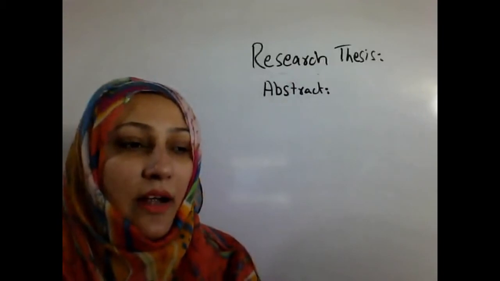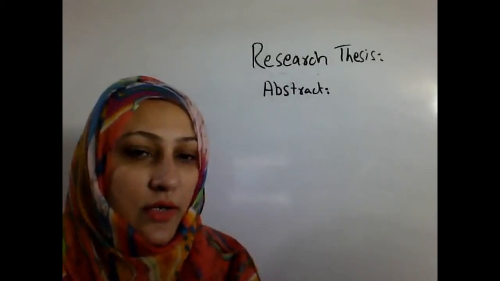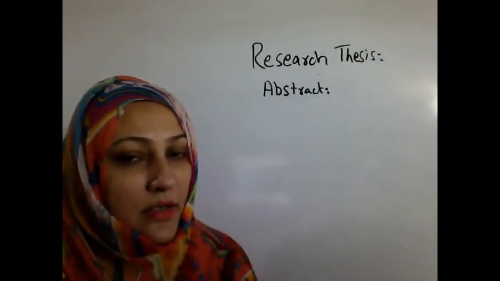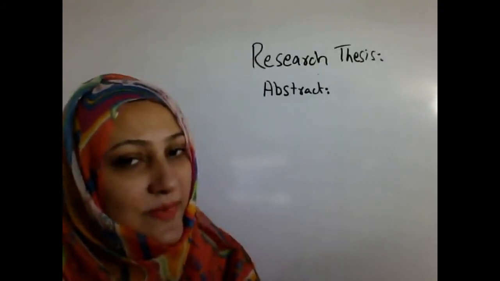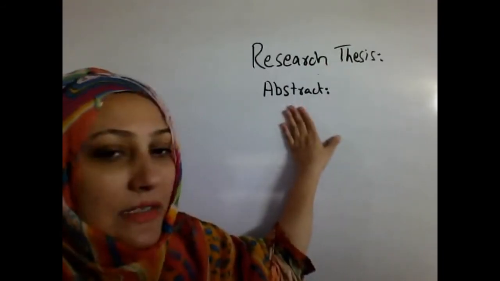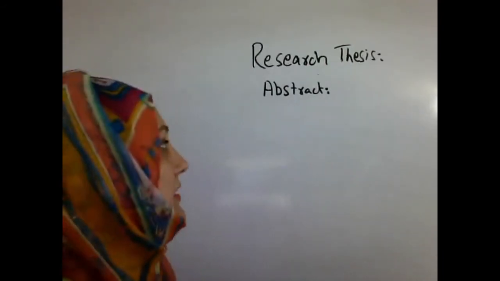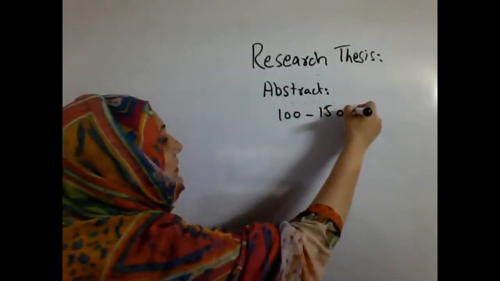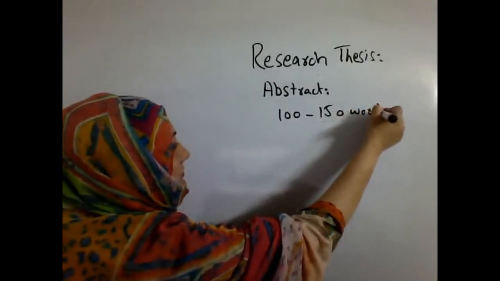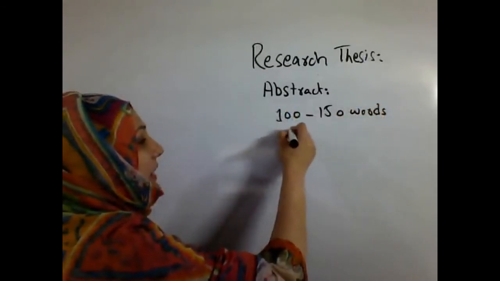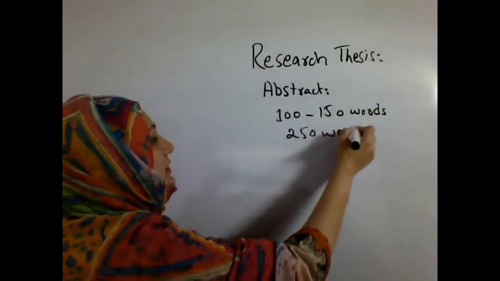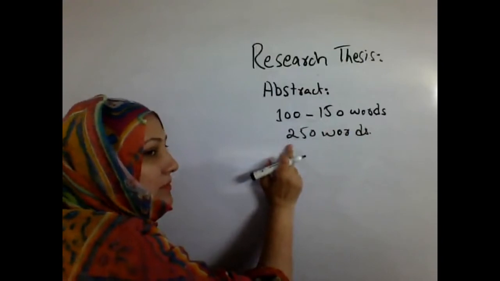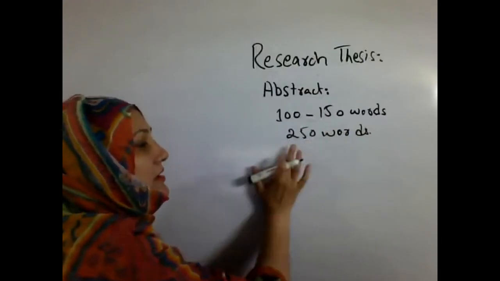And also at the end you have to give the conclusion of your study, what you actually found at the end of your dissertation. You should write all these things in the abstract. It is up to 100 to 150 words and a maximum of 250 words. Not less than 100 words, and not more than 250 words.